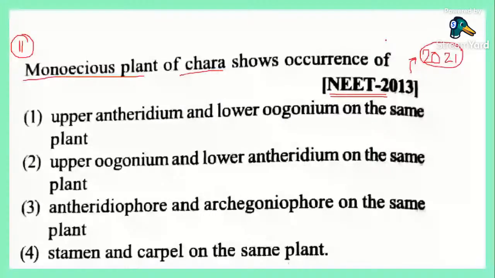You have to identify the correct answer for the question. Very good. The correct answer is option number 2. The monoecious plant of Chara shows an upper oogonium and a lower antheridium on the same plant. On the same plant, they will show the upper oogonium, which is actually the female part, and the lower antheridium, which is the male part of the plant.